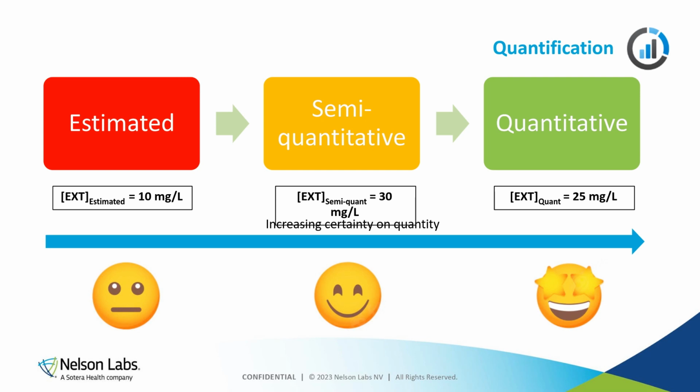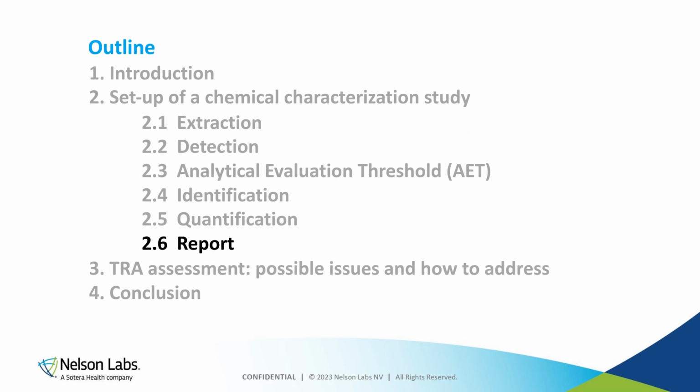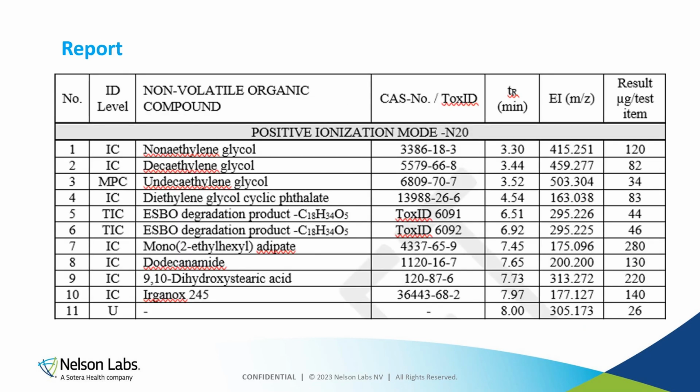And again, this is what it would look like for a toxicologist. Now, we consider the second quantification, the semi-quantitative concentration, sufficient for a toxicological risk assessment. In the end, you will end up with a report with result tables like this, where you will have a combination of identified compounds, most probable compounds, tentatively identified compounds, and unknowns at a certain concentration.